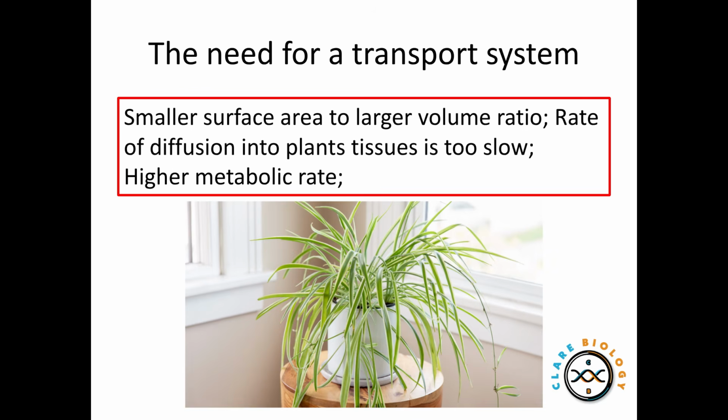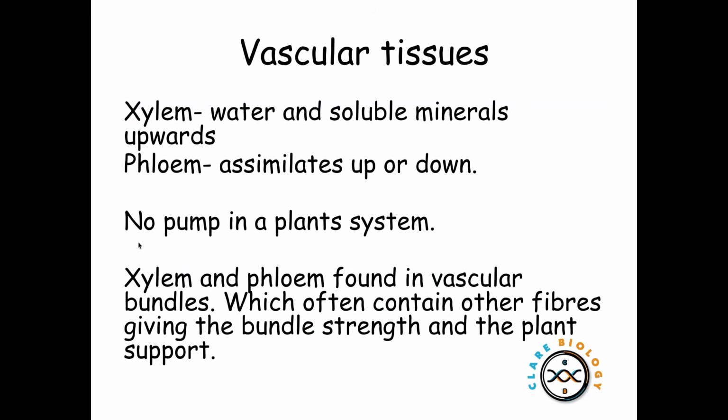So the reason why plants need a transport system is because they have a smaller surface area to volume ratio, and therefore the rate of diffusion into the plant tissue is too slow, and they usually have a higher metabolic rate than smaller organisms as well. And it's really important when you're using this definition to use "er" at the end of this to make it a comparative statement, otherwise you might not get the marking points. And that's pretty much what we need to know for why plants need a transport system.